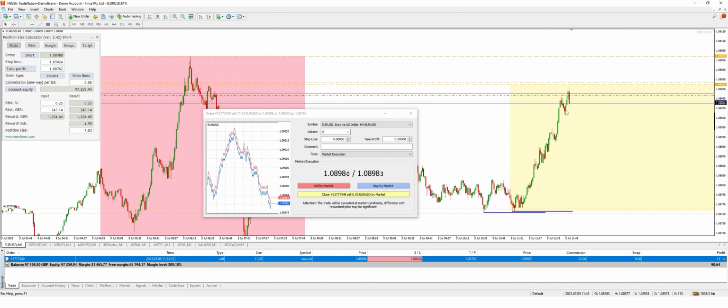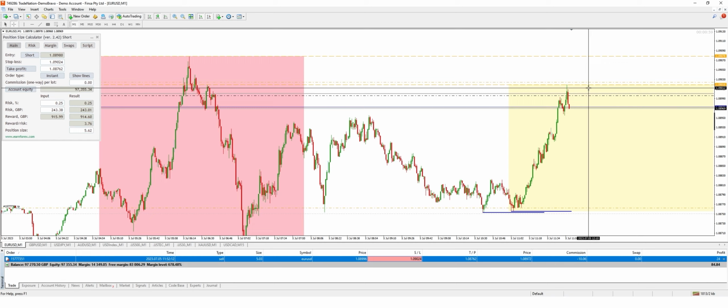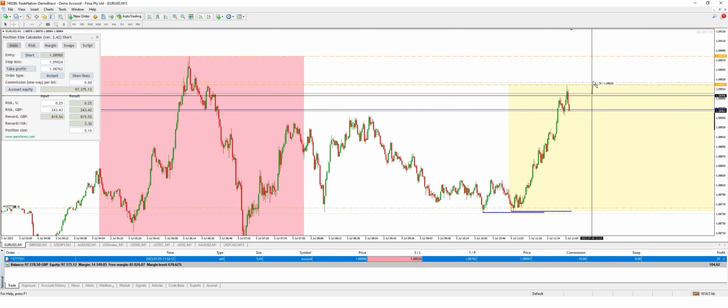Just hide the line so we can see this. So we're 13, 14. So hopefully we can retrace down to 2.2. There we go. So I've closed half of the trade now. So that's given us a risk-free trade at this point. We can then target lower levels of liquidity now.